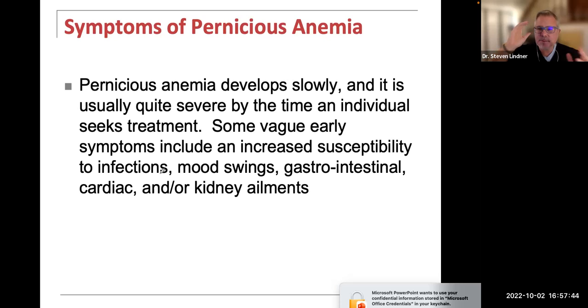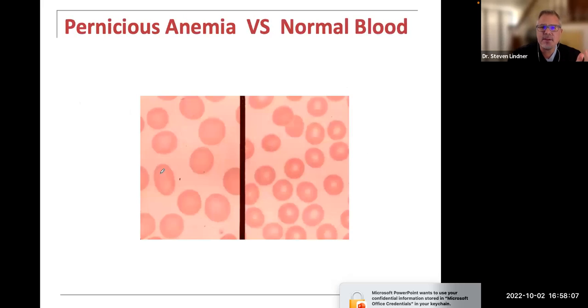Pernicious anemia develops slowly. That's what pernicious means, slowly developing. It's quite severe at times, and it can result in early symptoms, including susceptibility to infections, mood swings, gastrointestinal issues, cardiac issues, kidney issues, and obviously fatigue.